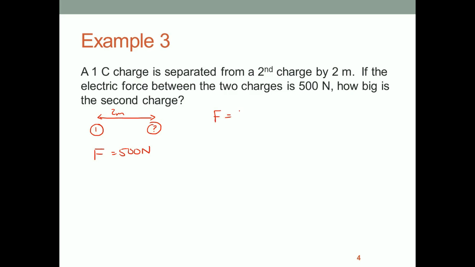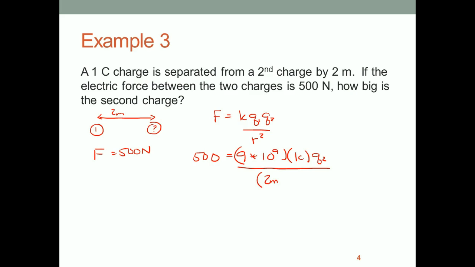So I use Coulomb's law. The force is 500 newtons, so I'm going to plug that in. k is a constant with a value of 9 times 10 to the 9th. q1 could be our 1 coulomb charge. q2 is the other one we don't know. And it doesn't matter which one you call q1 and q2 because they're multiplied. And then our distance is 2 meters, and we square that.